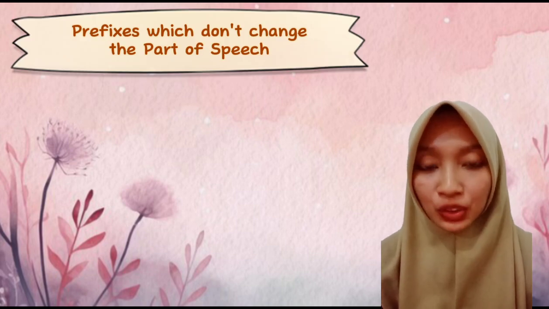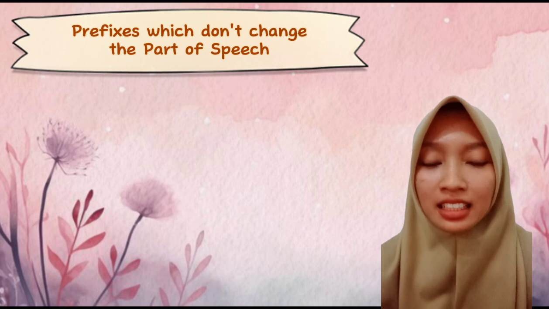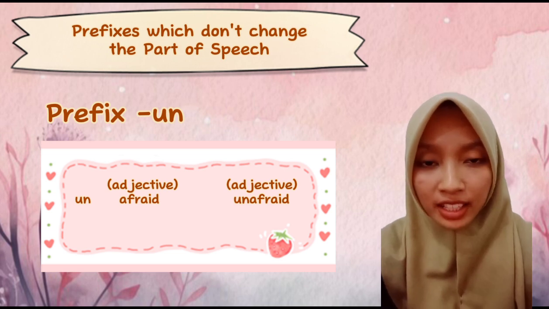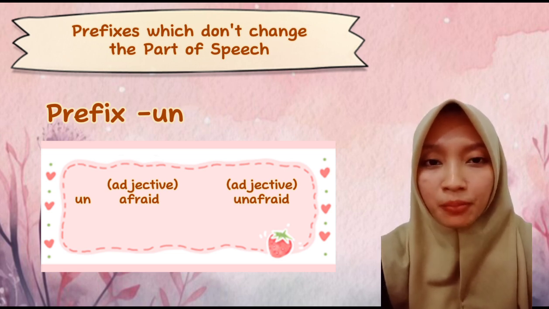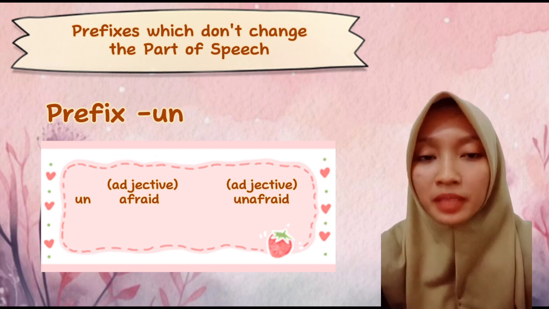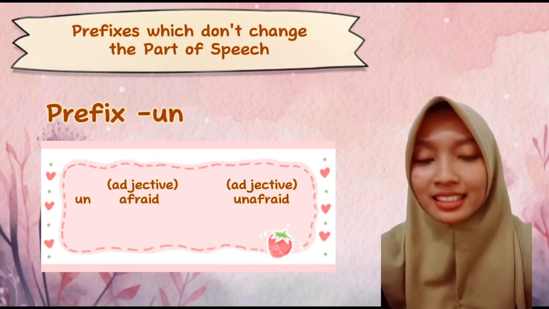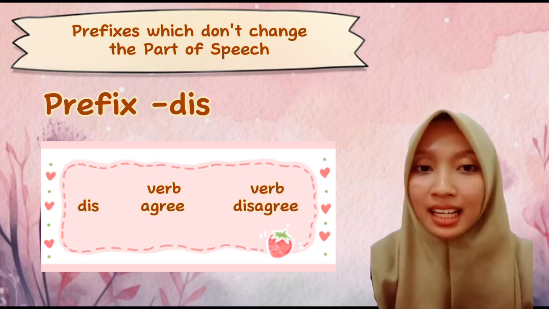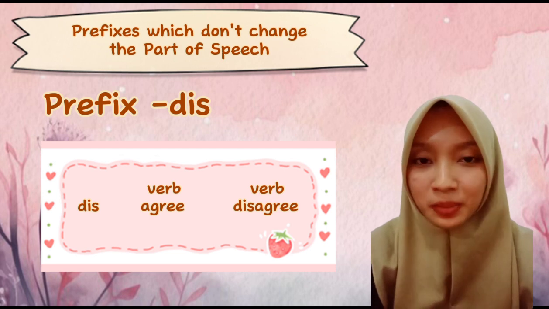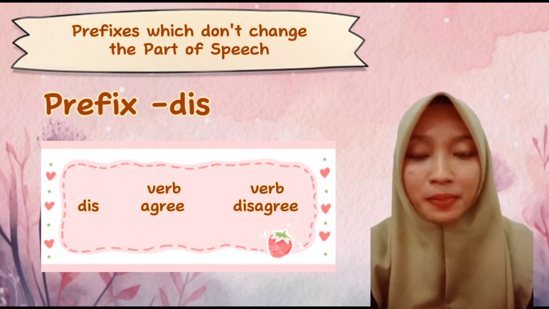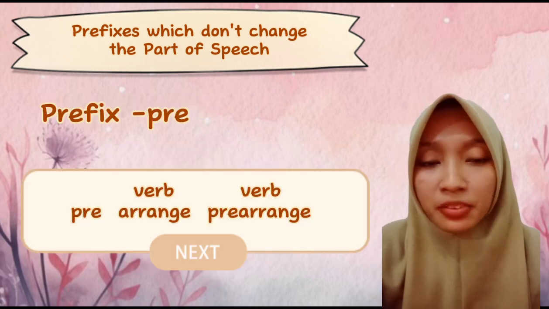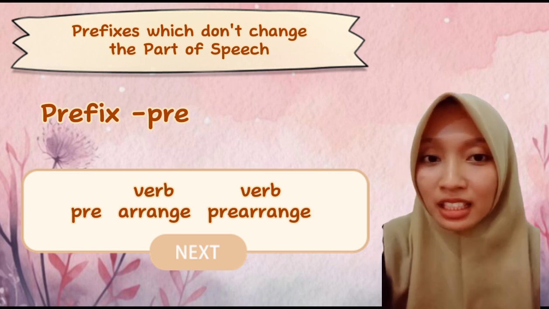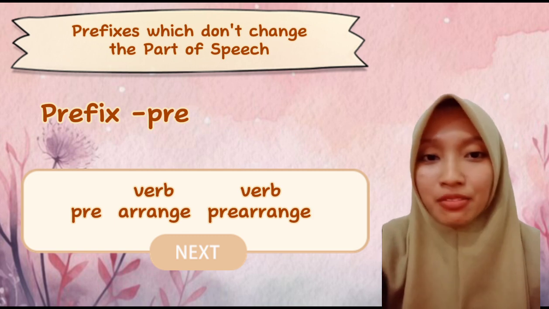Here are the prefixes which do not change the part of speech. They are the prefix "un". Here, the prefix "un" added with the morpheme "afraid", which is an adjective, becomes the derived word "unafraid", which means not afraid. And this is still an adjective. Next is prefix "dis". So prefix "dis" added with the verb agree becomes disagree, which is still a verb, and the meaning is not agree. Here the prefix "pre" added with the verb arrange becomes prearrange, which means arranged before, and this prearrange is still a verb.